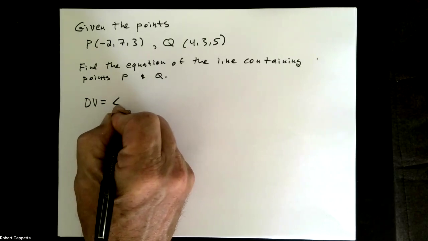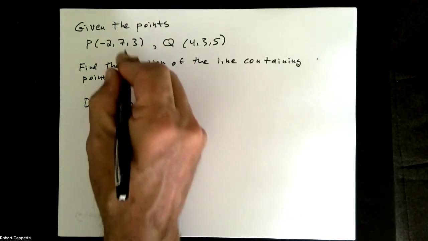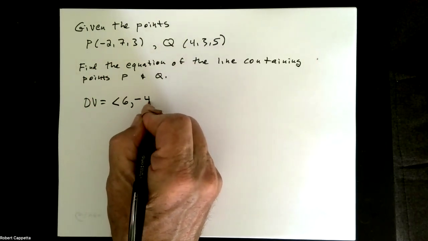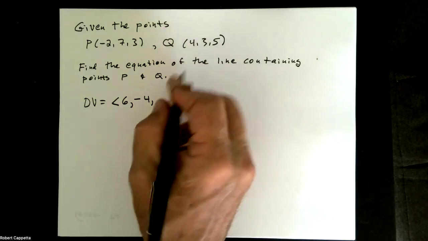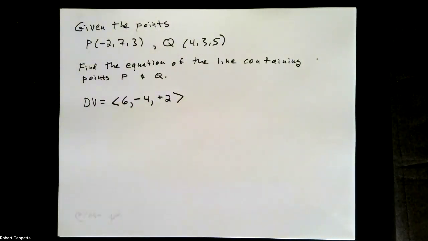What's my change in x? From -2 to 4 is up 6. Change in y from 7 to 3 is down 4. And from 3 to 5 is up 2. So that's my direction vector.